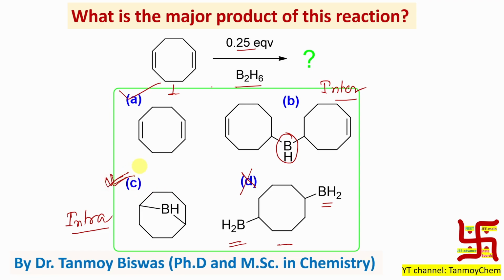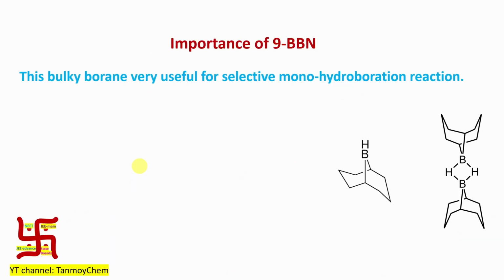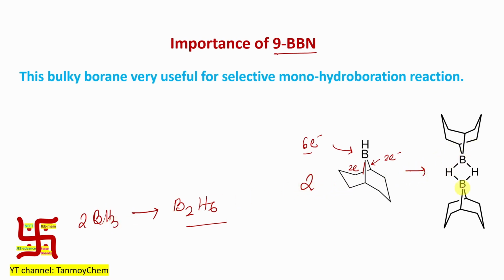So this is the answer of today's question. Now let's learn a little bit about the importance of this reagent 9-BBN. If you look at this 9-BBN, you can say, sir, this boron is attached to one carbon, meaning 2 electrons, another carbon 2 electrons, hydrogen 2 electrons, so this boron still has 6 electrons. In order to reduce that electron deficiency, 9-BBN undergoes dimerization, like B2H6 we have observed. B2H6 is a dimer of 2 BH3. Similarly, two molecules of 9-BBN undergo dimerization to produce this. By the way, this part is called the banana bond or 3-center 2-electron bond.